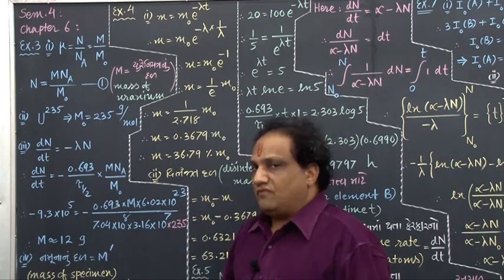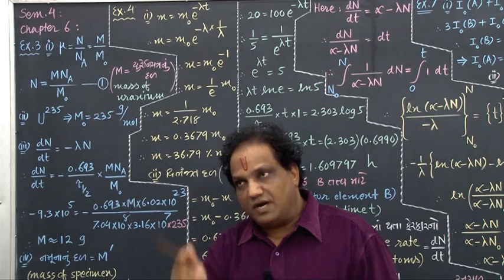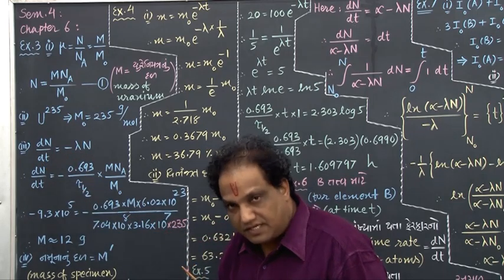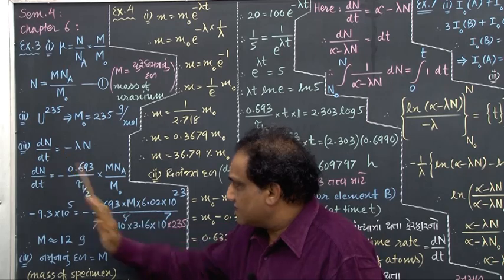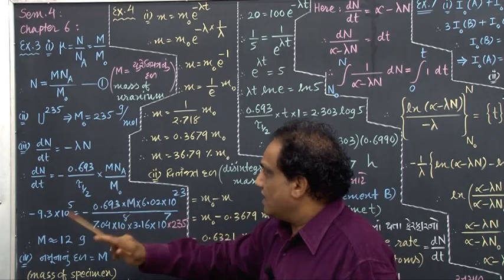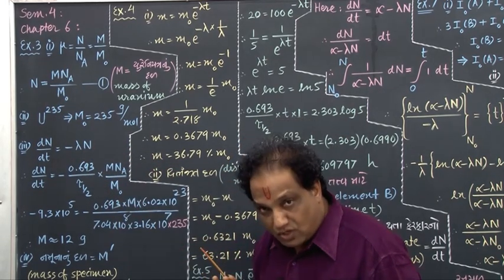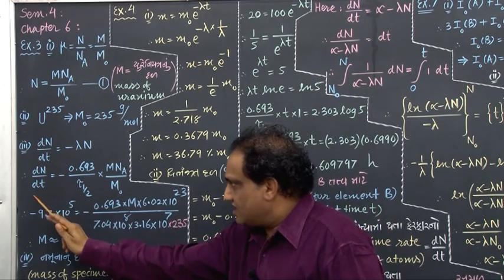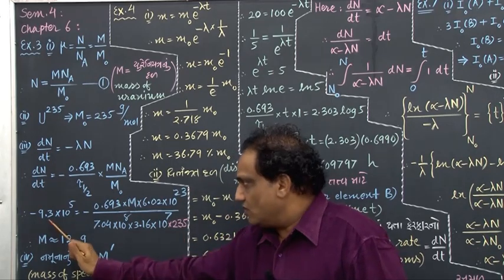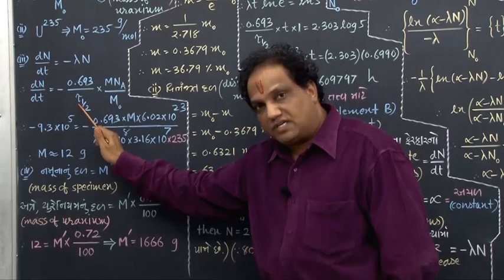Fine. Tell me, what was the formula of activity or rate of disintegration? We had studied last time. dN upon dt equals minus lambda N. Correct? This dN upon dt as it is, minus as it is, lambda formula everybody knows, 0.693 upon tau half into capital N, and we know capital N from here, m into Na upon m0. Now this rate of disintegration, you should always take negative. Rate of disintegration is always negative. What is given to you? 9.3 into 10 raised to 5 disintegration per second. So this time you must take in second.